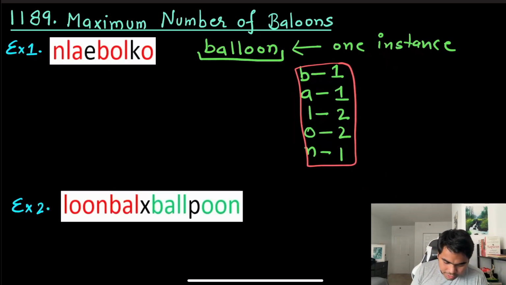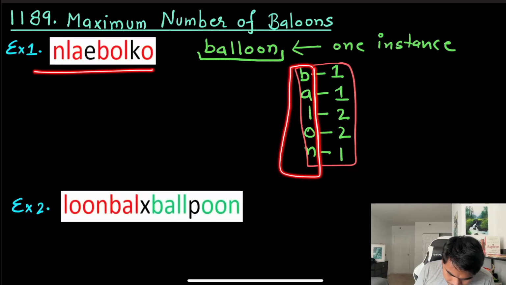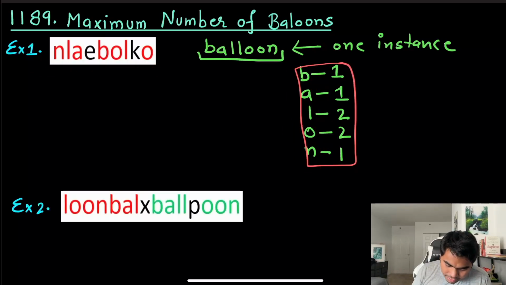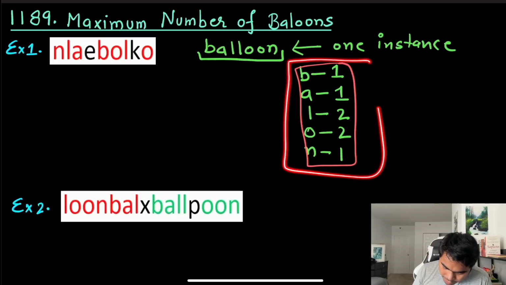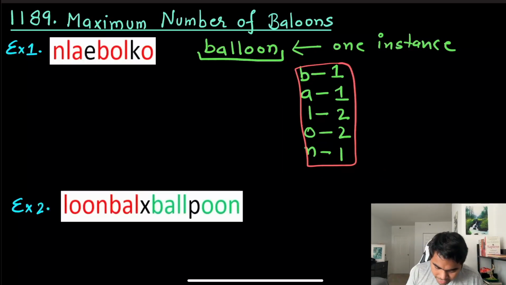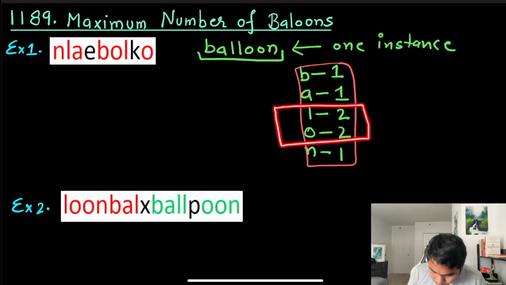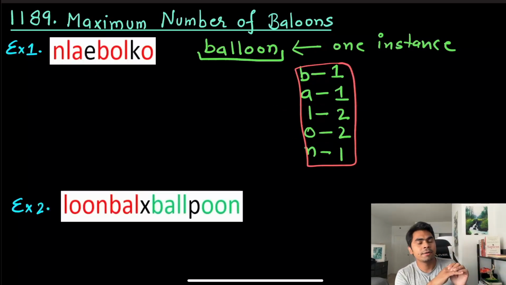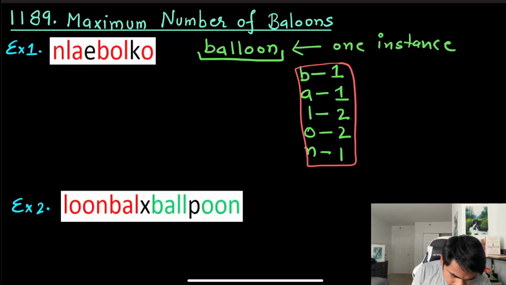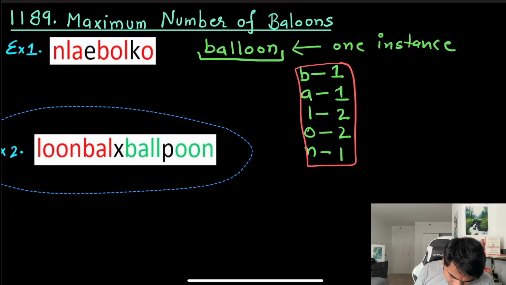So in order to count as many instances as I can create, I will just create a dictionary with these keys, go through my text and count the frequencies of these characters. Because I need L and O 2 times, I will basically divide that by 2, because in each instance I would use those characters twice. And I can do both of these examples together.